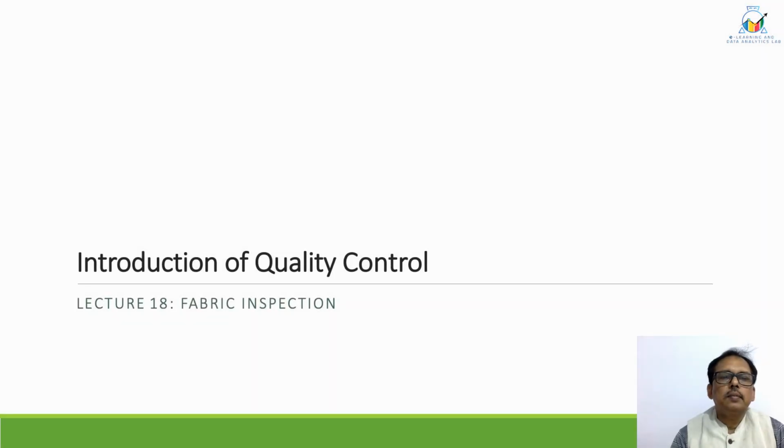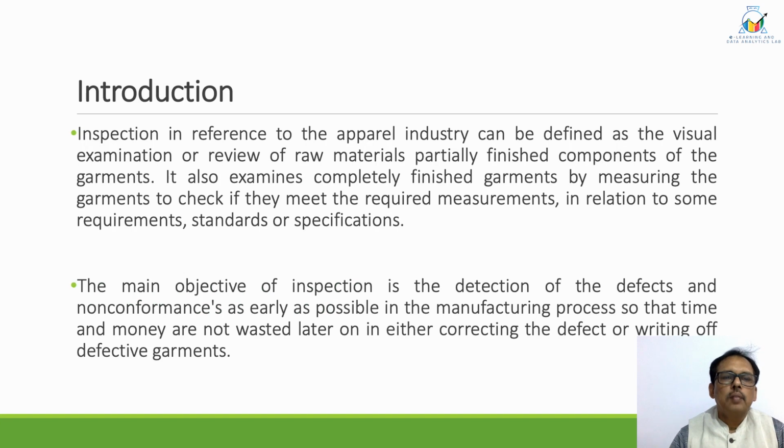The next topic is fabric inspection. So, inspection, in reference to the apparel industry, can be defined as the visual examination or review of raw material and partially finished components of the garments. It also examines completely finished garments by measuring them to check whether they meet measurements in relation to some requirement, standard or specifications.